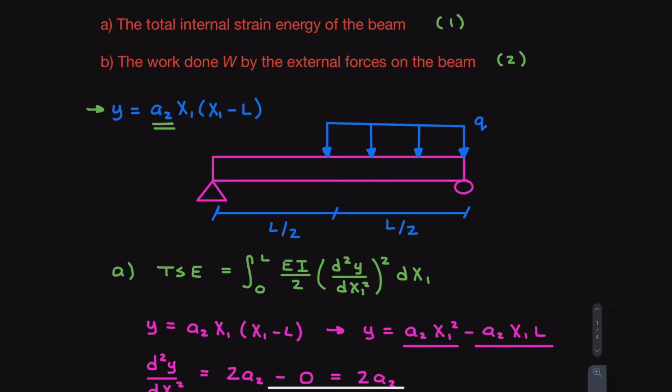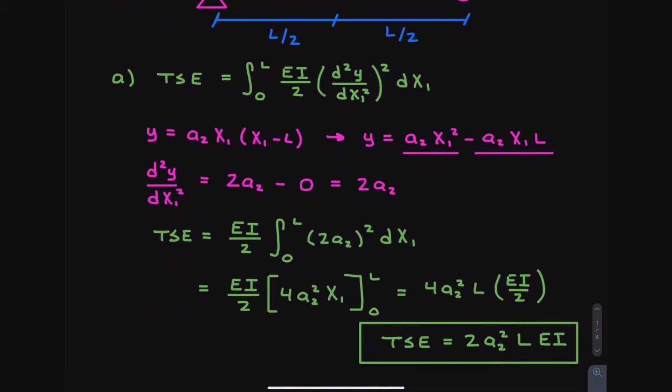But if we look at question number 2, it says, what is the work W done by the external forces on the beam? So I'm actually going to start down below here real quick, because what we're going to do to start this question is we're going to write the formula. So I'm going to go part B, and we know that the work done is actually equal to a couple things. The first one is the integral of the distributed load Q multiplied by the deflection y, of course with respect to x1, plus the summation of any concentrated forces that we have multiplied by their corresponding deflection, and plus the summation of any concentrated moments that we have multiplied by their corresponding rotations.